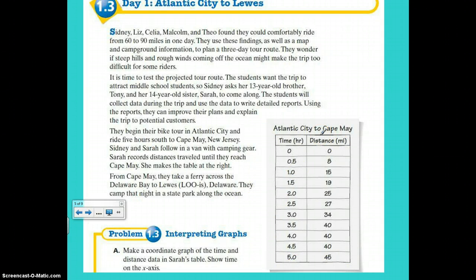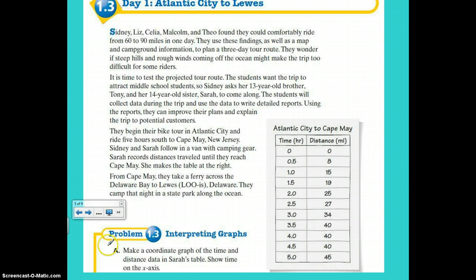From Cape May, they take a ferry across the Delaware Bay to Lewis, Delaware. They camp that night in a state park along the ocean. So here's their table. She's counting every half hour and saying how far they've gone. And it's cumulative, so they go a total of 45.